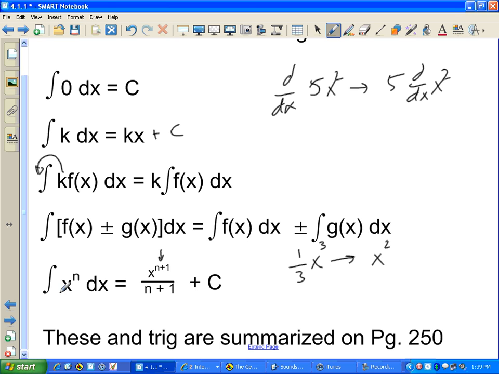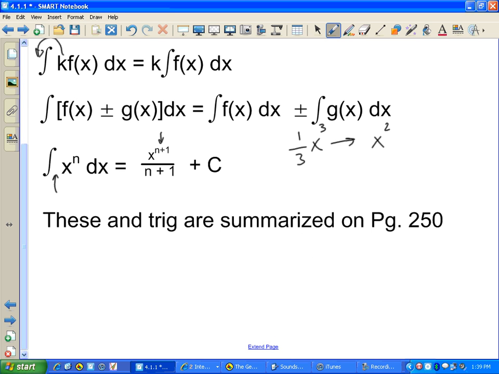Okay, so if I want to integrate something that does not have a coefficient, in order to not have a coefficient, I must be dividing by whatever my new power is going to be. So that's why we divide by n plus 1. And then we put our plus c on there. Okay. So these rules are all on page 250 of your book.